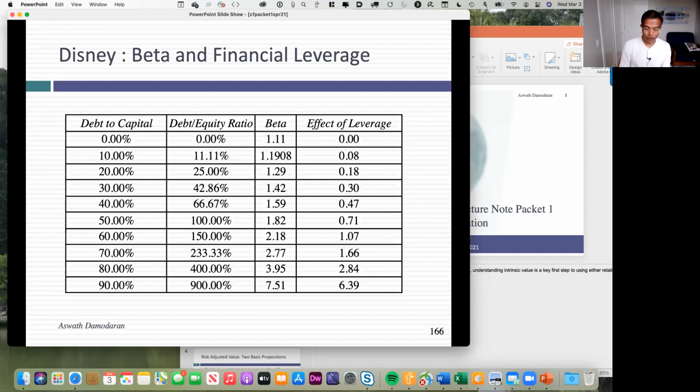Take a look at what happens to Disney's beta as I get to 70, 80, 90% debt. Its beta becomes 3, 5, 7. You say, Disney with a beta of 8? I'll tell you something. You give me a company and you allow me to borrow money, I can take any company and make its beta as high as you want it to with enough debt.